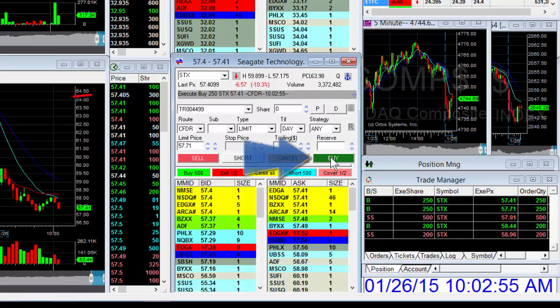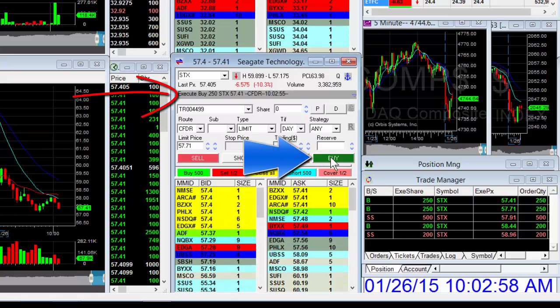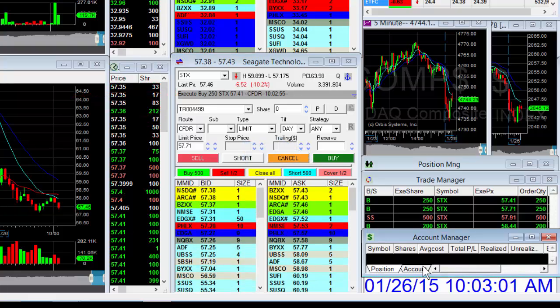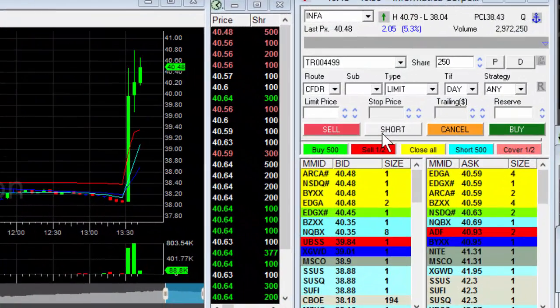And okay, I'm going to cover out right here. Got filled at 57.41. Very nice. For a profit of $278 so far.